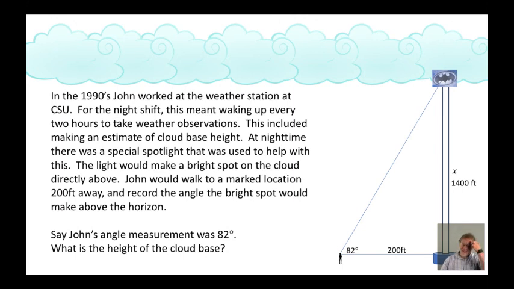I would use tangent. The tangent of 82 degrees is equal to X divided by 200 feet. And the result that I would get when I solved that equation for X would be, as you can see above my head here, 1,400 feet. That's how we would calculate the cloud base at night using that vertical light and a ceilometer and some trigonometry. So that's the end of this particular one.